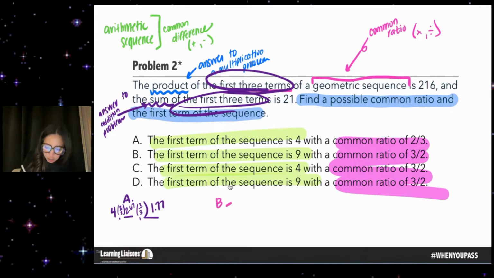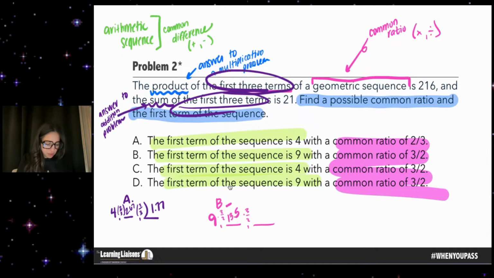B, the first term is 9 with a common ratio of 3 halves. So 9 comma blank, 9 times 3 halves, and then that times 3 halves. So 9 times 3 halves, 13.5 times 3 halves, 20.25. That's too much. The sum of the first 3 terms, term 1, term 2, term 3, that's more than 21. 20 plus 9 is 29. So that's not going to be the right answer either.